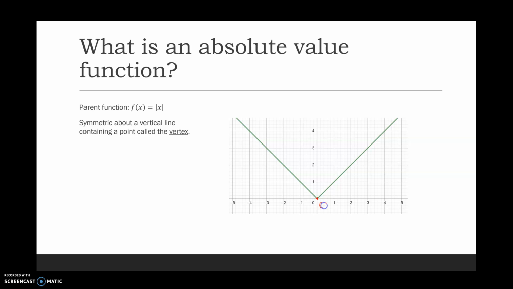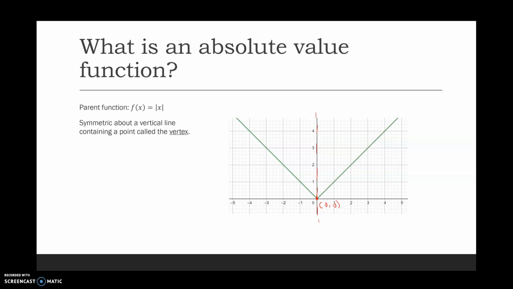And I use the vertex a lot. When I'm looking for transformations, I always try to seek out what the vertex is and use the other transformations from there because everything's symmetric about it. So if we draw the vertical line, x is equal to 0, we can see that if we folded this graph, it would be symmetric about that line.